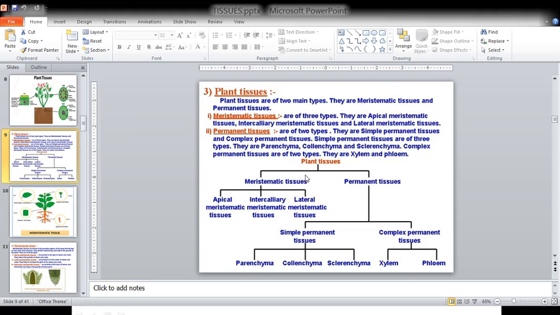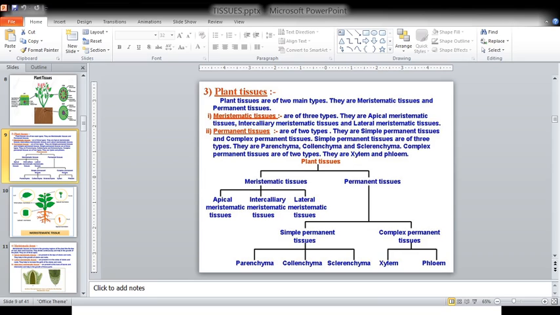Inter, so middle part you can say that. So these intercalary meristematic tissues are present at the base of the leaves, or you can say the internodes of the twigs, means here. In between these, the tissues are present, or we can say at the base of the leaves, means here. So here these tissues are present which increase the girth of the stem and the roots.